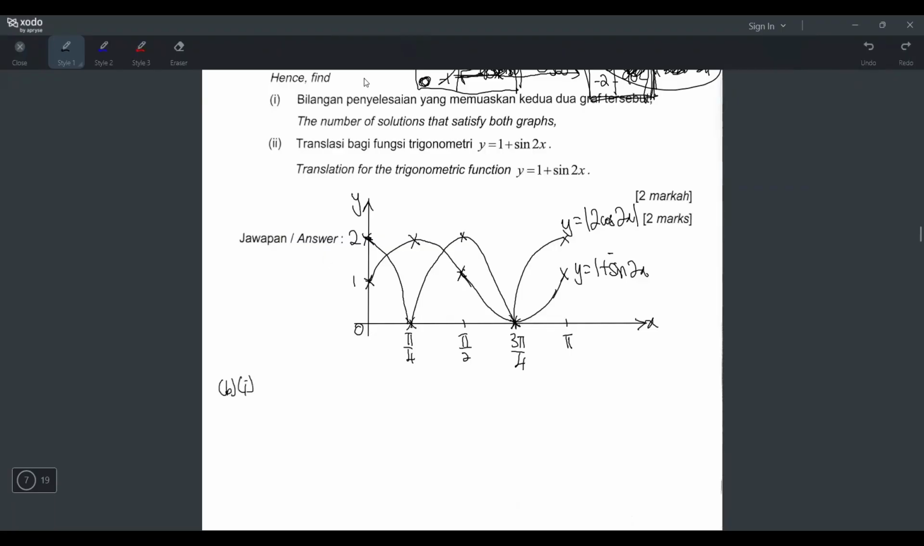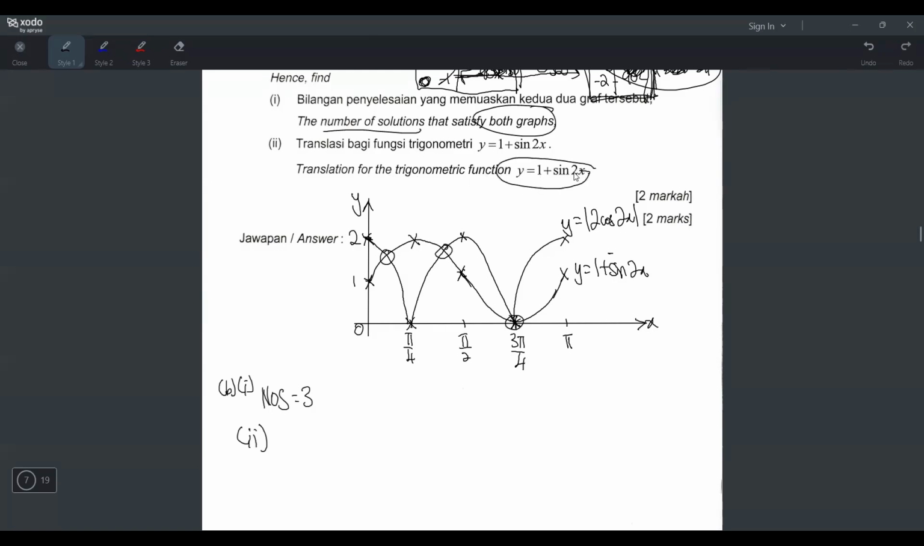Okay, B1. Find the number of solutions that satisfy both graphs. Okay, number of solutions means number of intersections. So the number of solutions would be the number of intersections between the two graphs. So I can see 1 intersection, 2 intersections, 3 intersections. So the number of solutions is 3. That's all.